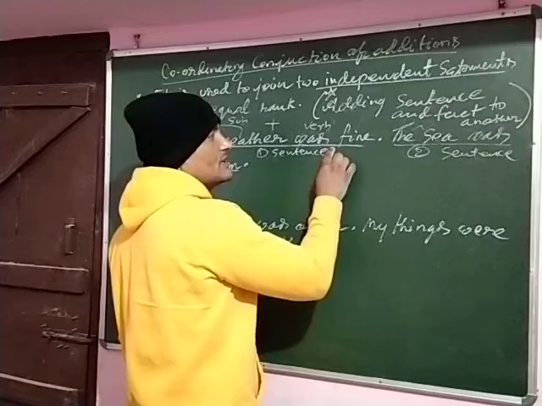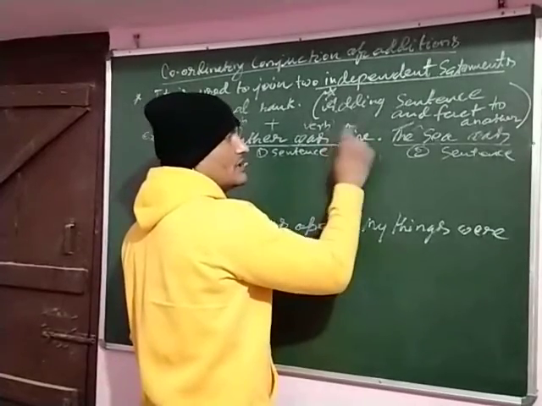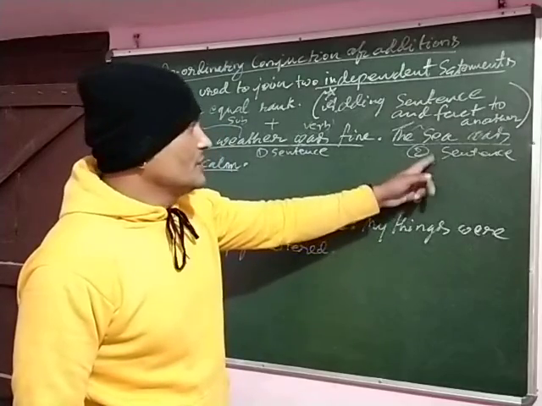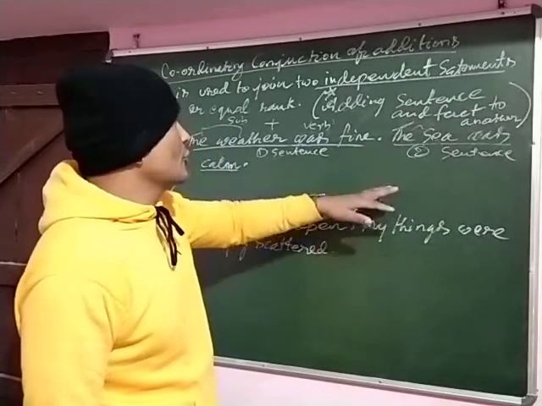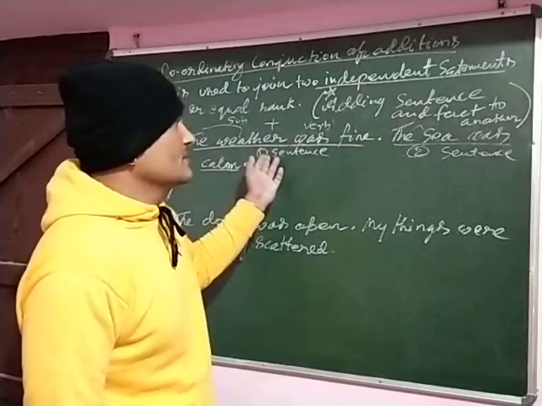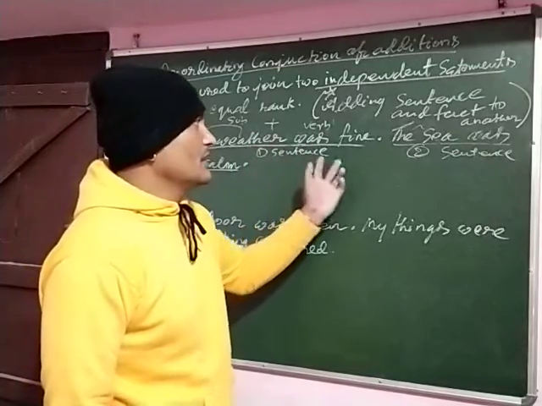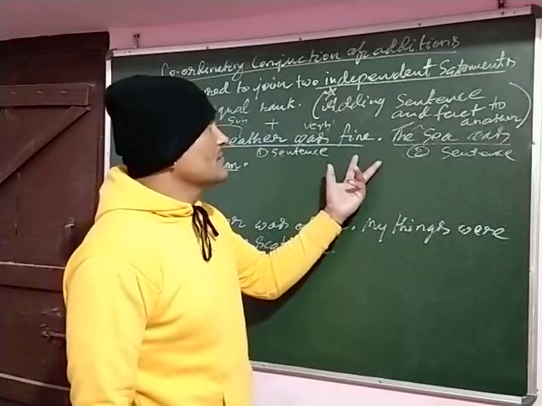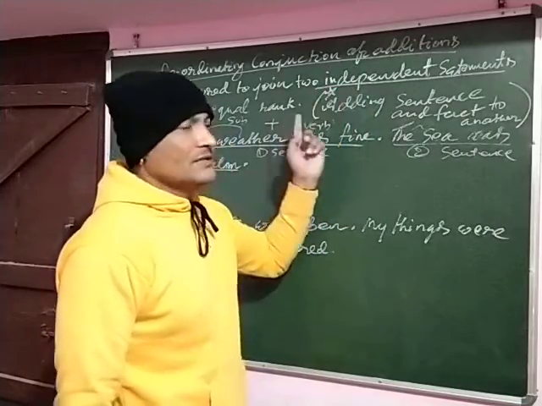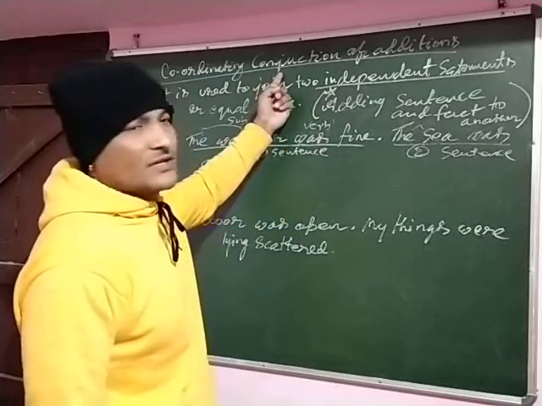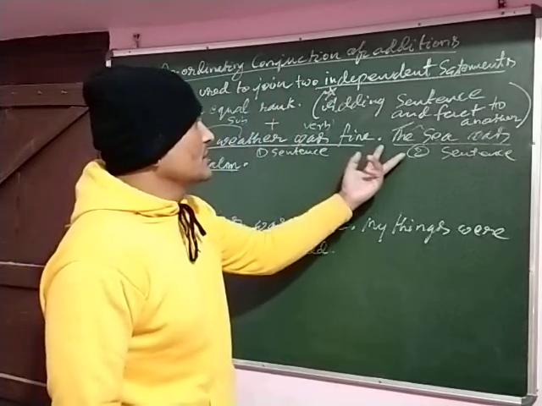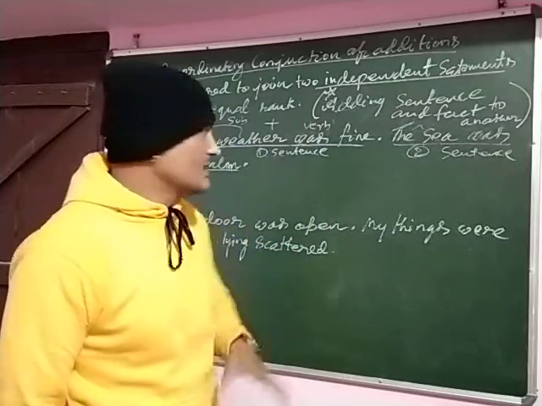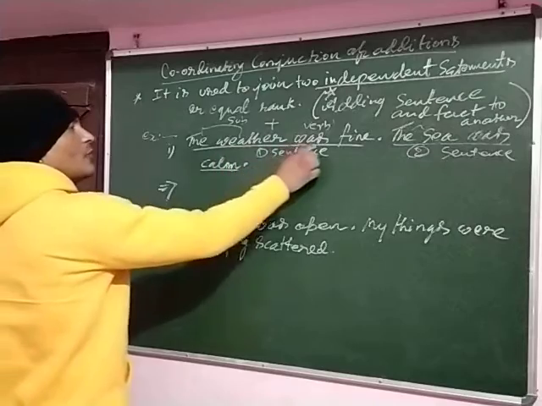This sentence doesn't depend on another sentence. And the second sentence also does not depend on another sentence. That's why it is called an independent sentence. So by using conjunctions we can join these two independent sentences, forming one sentence. How? The weather was fine.